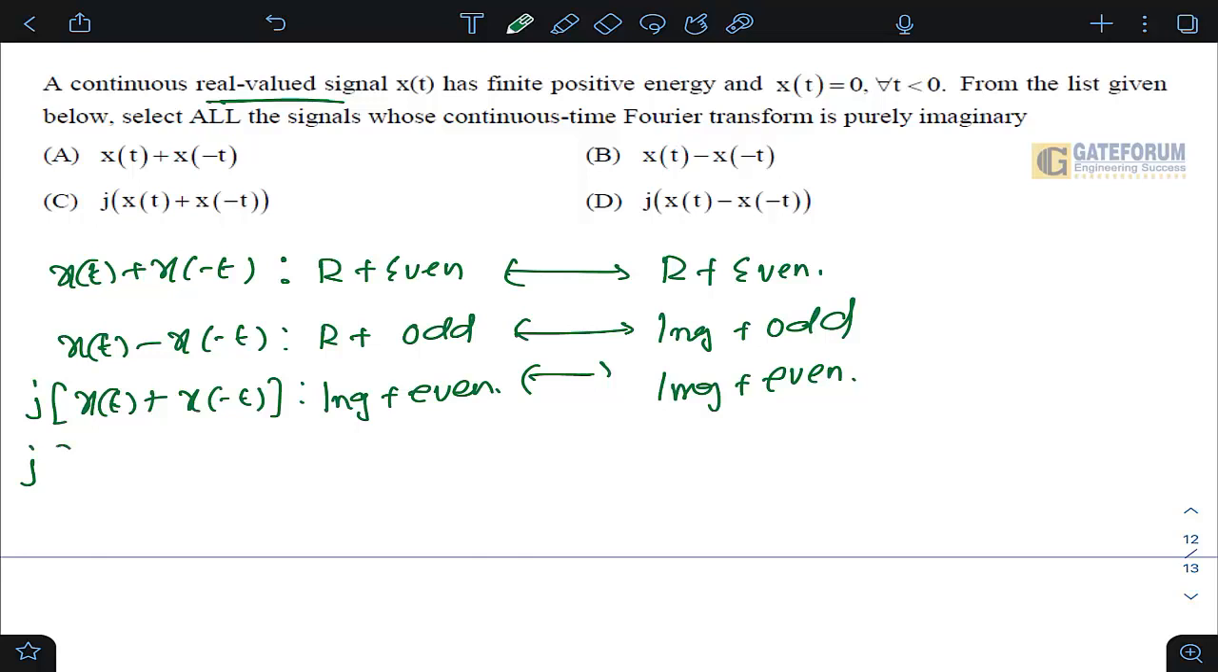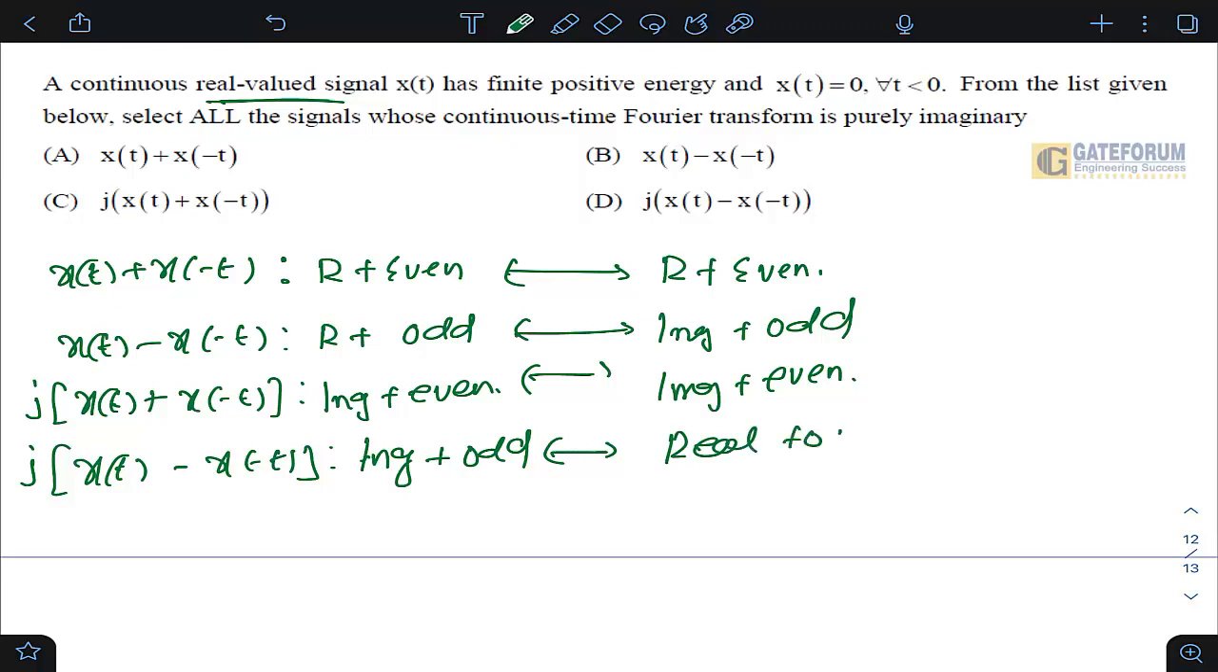Now lastly, j multiplied by x of t minus x of minus t. Because of the j term, it is purely imaginary, and x of t minus x of minus t is odd, right? So imaginary and odd have a Fourier transform that is real and odd, again based on the symmetry property.